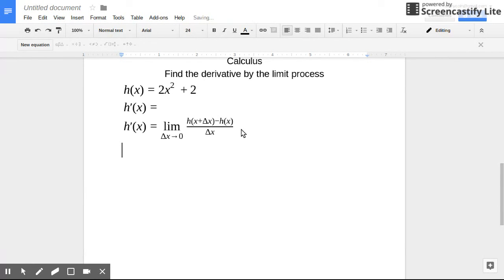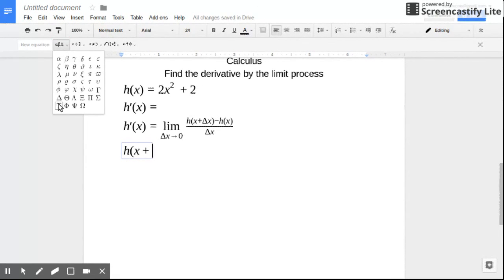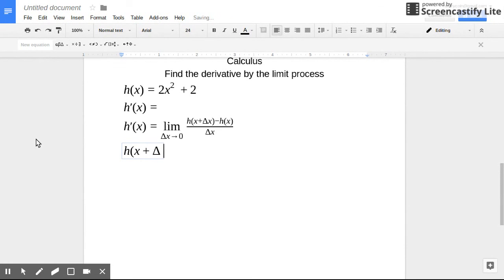Right. So what's the first thing we do? Well, we find h of x plus delta x. And that means that we're going to plug that x plus delta x in right here. See that? Okay. So we have h of x plus delta x, substituting in, so we're going to have 2 times x plus the delta x.